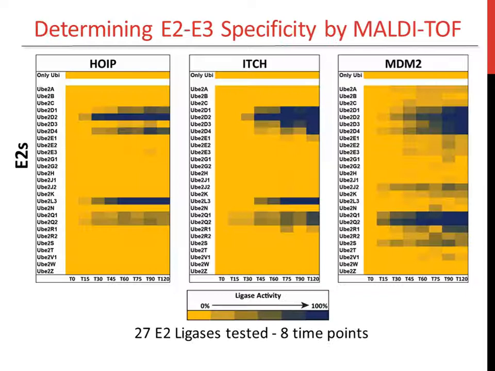But using our high-throughput MALDI E2 screen, we could now very easily, in a very short time, screen 28 different E2 ligases that we have recombinantly against our enzymes at 8 different time points. And what you see, the target is the highest activity. We could now identify for each of the E3 ligases the E2s that work well with them.